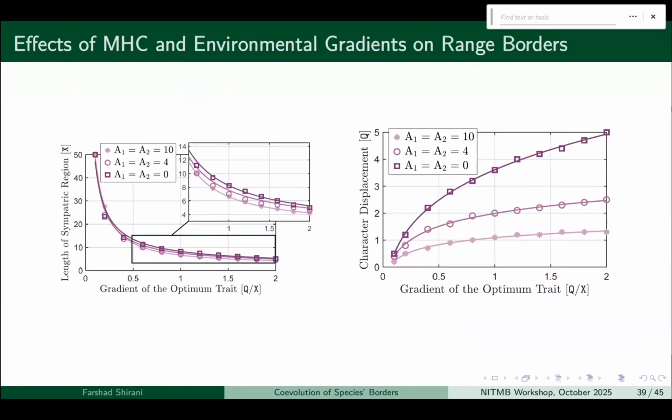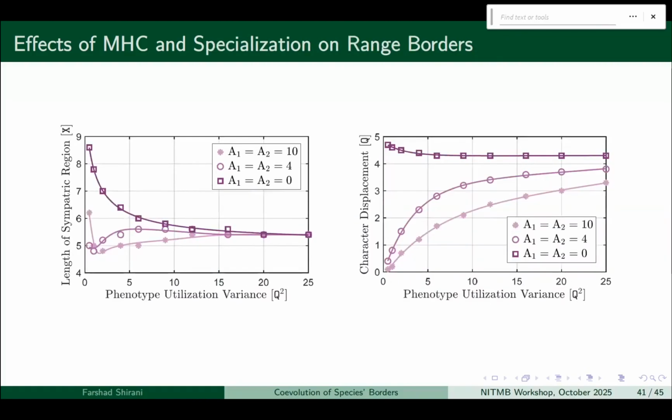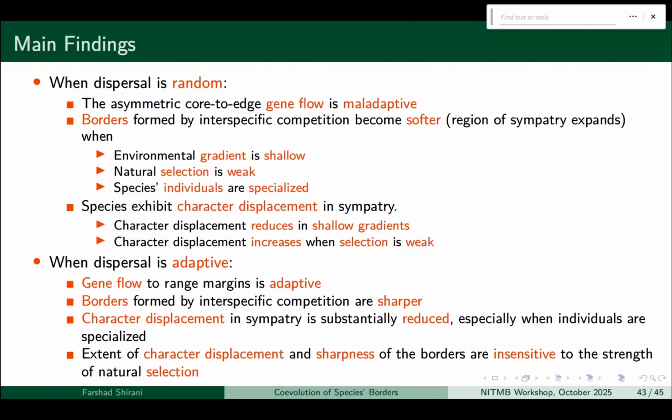We tested these differences between random dispersal and adaptive dispersal based on different levels of environmental gradient, different levels of selection strength, as well as different levels of specialization of the individuals, meaning different levels of niche breadth of each individual. Since I don't have time, let me just let you read this part, and then I can take questions. Thank you so much.